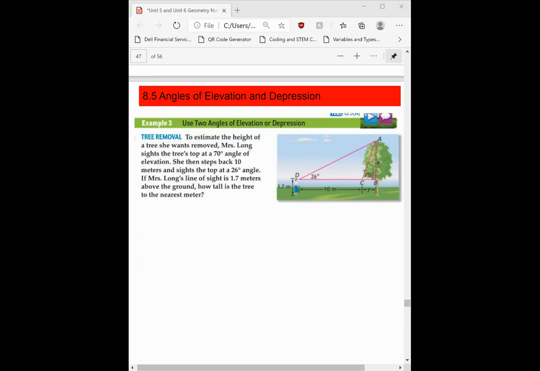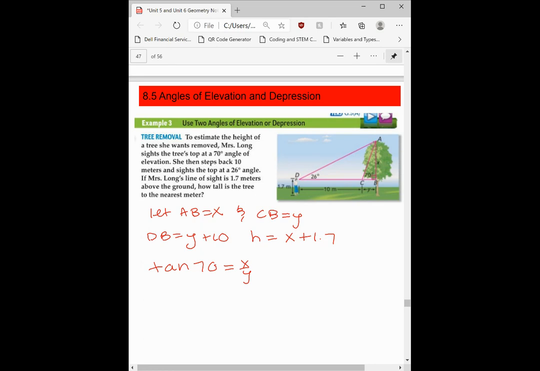So we first need to look at the two triangles. Since her initial distance from the tree is not given, we need to solve that. So we're going to let AB equal x and CB equal y. So DB is equal to y plus 10, and the height is equal to x plus 1.5. So using the triangle ABC, so that little triangle, we're going to do tan of 70 is equal to x over y. Well, if we get x by itself, we get x is equal to y tan 70.